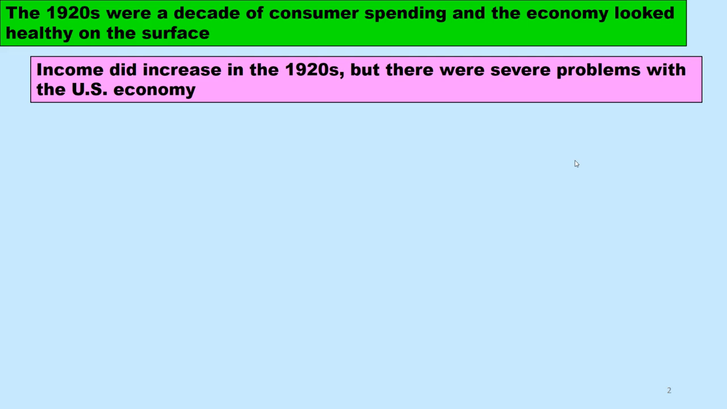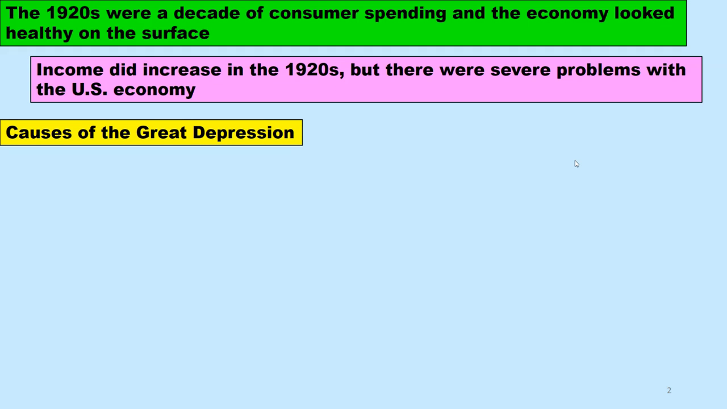It looked strong, it looked good, but inside, under the surface, it looked like it was diseased, and that disease kills it in the end of the 1920s. Okay, so of course, income does increase, but there are severe problems with the United States economy. So that's what we're going to get into today. Now, each one of these causes is underlined. It is the underlined things that you really need to make sure that you get written down, and be able to work through and judge these causes.